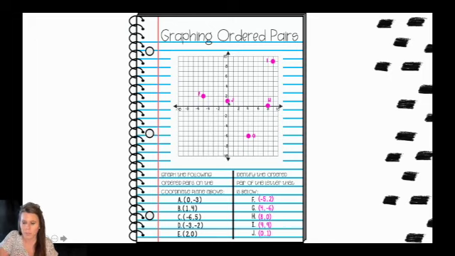Big things I want you to remember here. Do you see how H and J are different? For H, when there's a 0 for your y value, it's going to stay on this one here. It's going to stay on your x-axis. And for J, whenever your x is 0 and you have a number for y, it's going to just stay on your y-axis. So just to remember those.